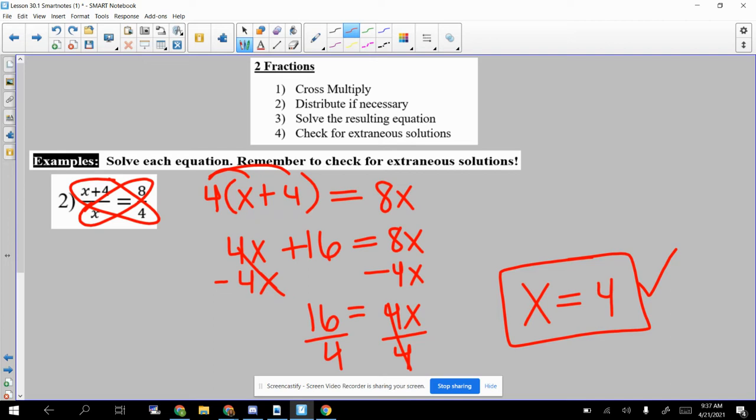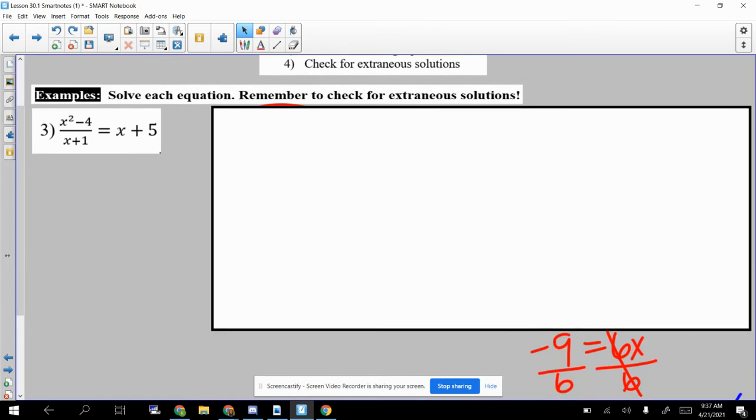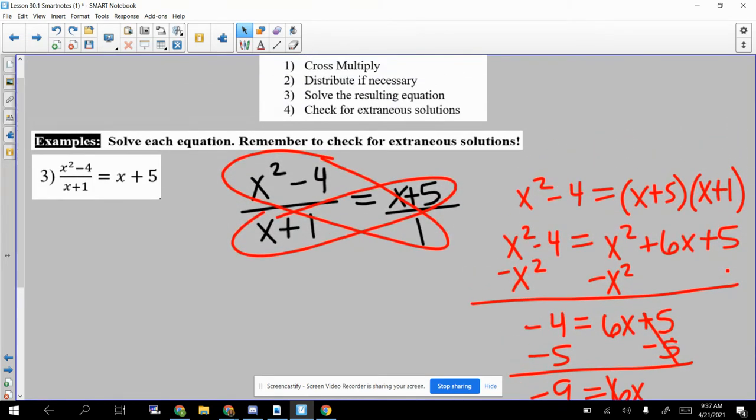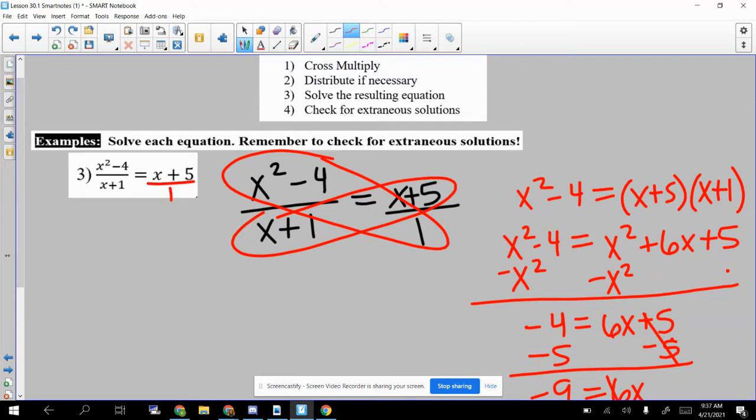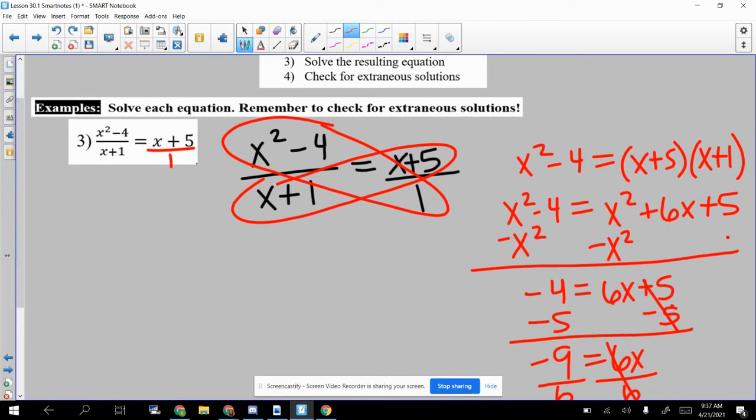I want you guys to go ahead and pause the video here to try this next one. Okay, hopefully you paused, you did your cross multiplying, and I just rewrote this one as x plus 5 over 1, and that's how I did the cross multiplying. Then I did x squared minus 4 times 1, which is just x squared minus 4. And then I did x plus 1 times x plus 5.